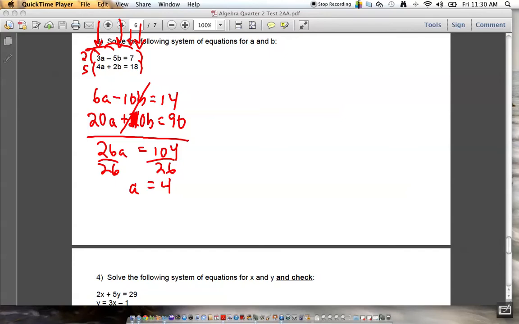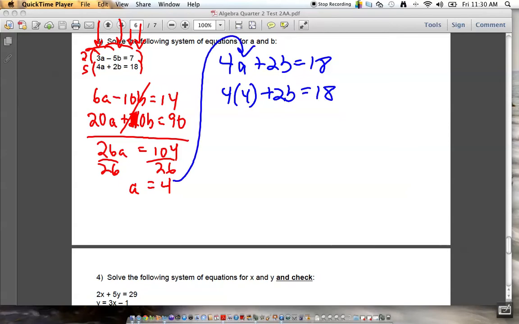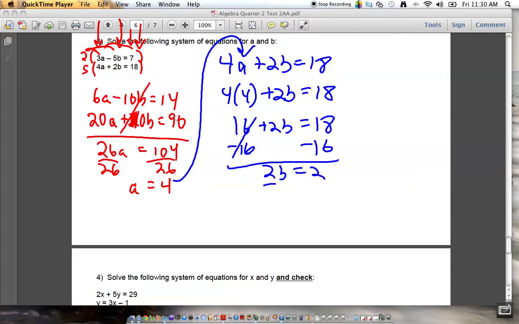So I do that, and I rewrite either equation. In this case, I'm going to rewrite the bottom equation because that has all positives. You could use either, they both work. Substituting the 4 in for a, and I get 16 plus 2b is 18. Minusing the 16 from both sides, 2b is 2, divide by 2, b is 1. So a is 4, b is 1.